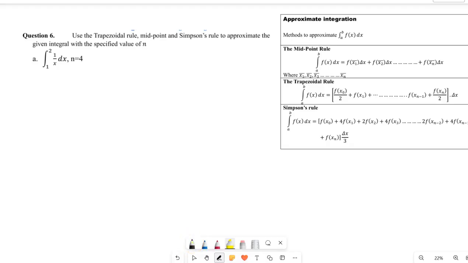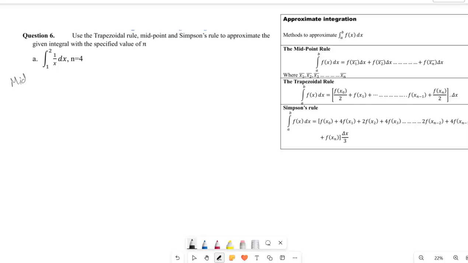Here is question number 6. Use the trapezoidal rule, midpoint, and Simpson's rule to approximate the same given integral. So we have to do it one at a time. Let's first work the trapezoid. I actually will start with the midpoint rule.